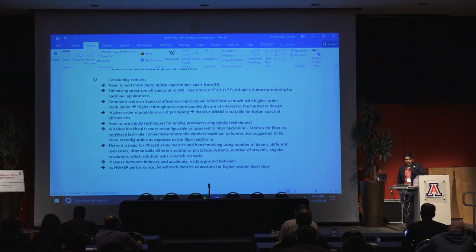So why don't we go for higher frequencies and higher bandwidths and higher throughputs? That's one area. Another area is full duplex. A comment on that was that full duplex is more promising for backhaul applications.